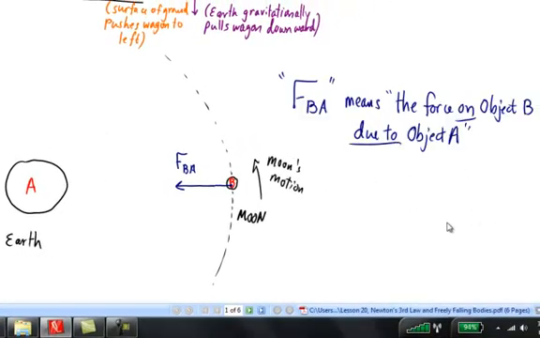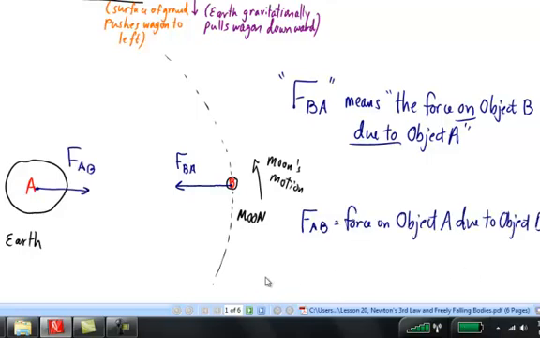Now, the Moon isn't the only player here. The Earth also feels this interaction, and we'll call that force F_AB, the force on object A due to object B, and we'll illustrate it with a vector 2. The lengths of these two vectors should be identical, showing they're equally strong. They have the same magnitude. The directions of these two forces are opposite each other.